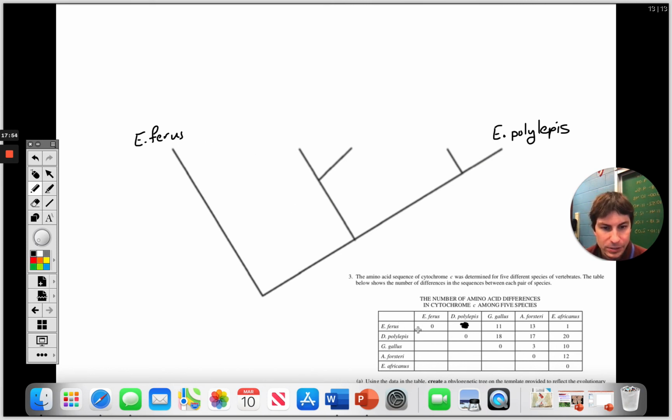So E. ferus. The next one over is E. africanus. So the next closest one is going to be E. africanus. And that tells me from here to here we have 1 different. Okay, so that distance is 1. E. polylepis here. Okay, so we did that one already, 0, 0. That's the same one. It's 17. E. forsteri. That means this is 1 and that's 17.